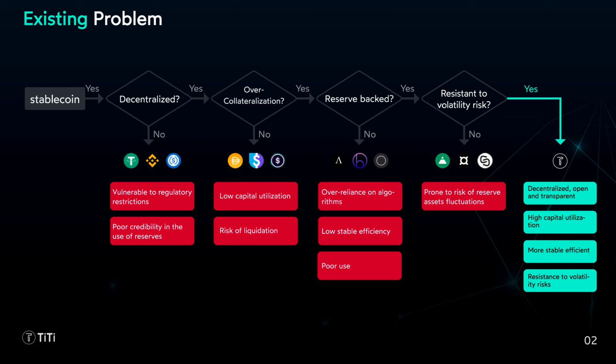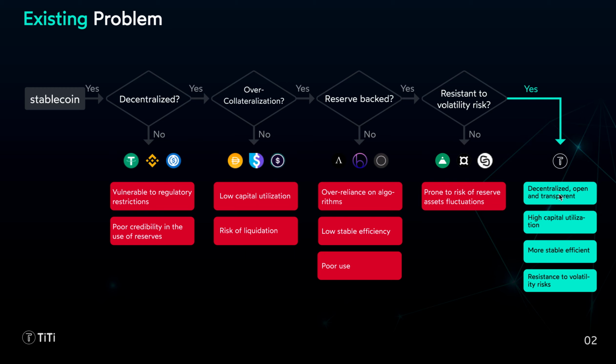After analyzing the competing products on this track, we found that they all have fluctuating reserve assets, which makes the system unstable. Hence, we proposed the TiTi protocol. Compared with some of the projects just mentioned, it has several advantages.